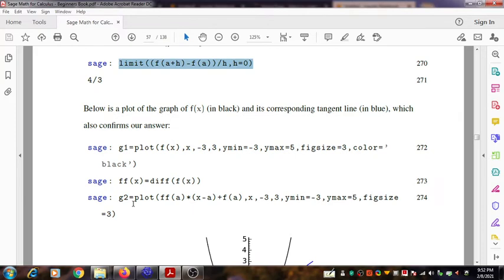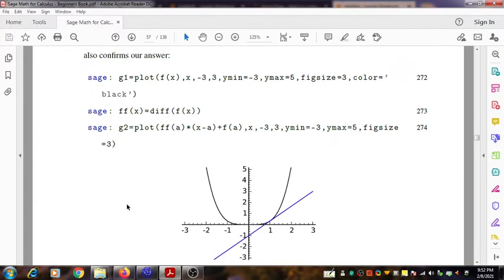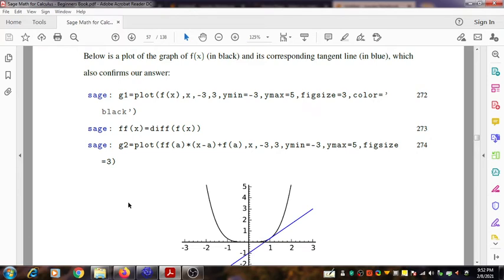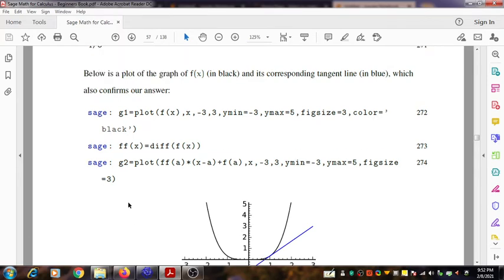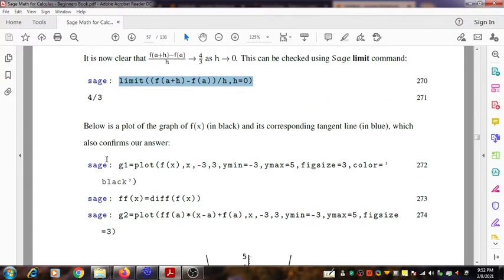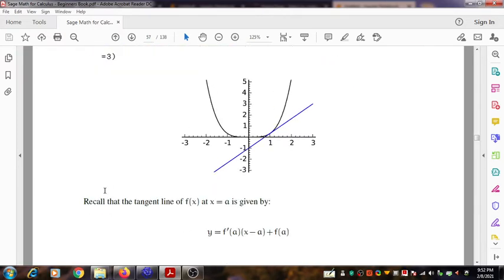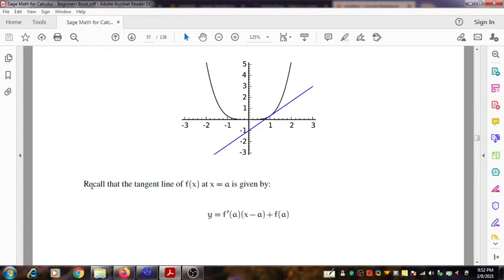But before going to that part, we can see an application of the derivative. The derivative can be used to obtain the tangent, or the equation of the tangent. The equation of the tangent can be determined as explained here.